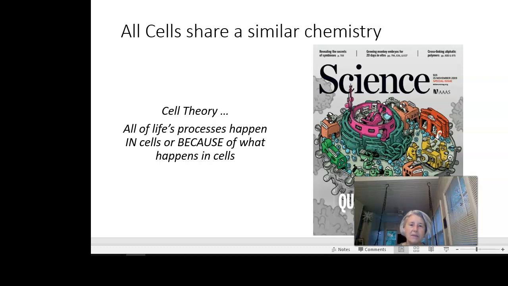So the second statement of cell theory is that all of life's processes happen in cells, or they happen as a result of what has taken place in a cell. Because these various life processes require chemical reactions that interact with one another, and that oftentimes can interfere with one another as well, quality control in cells is absolute.